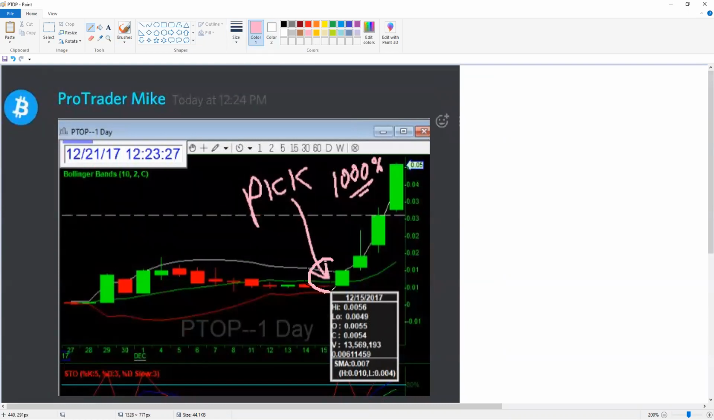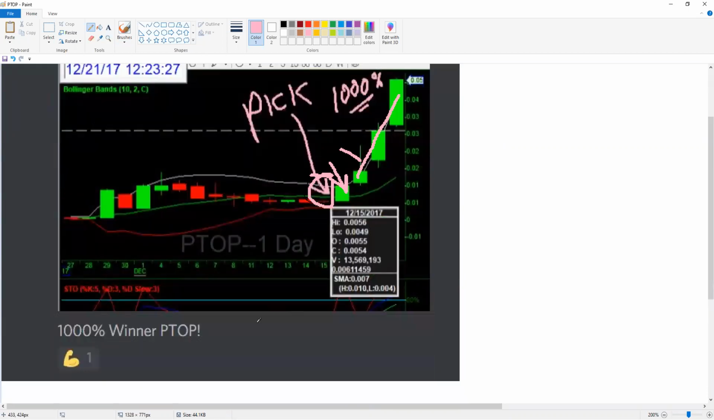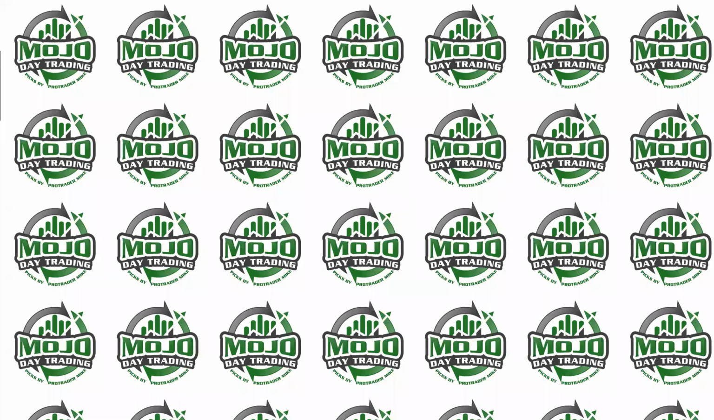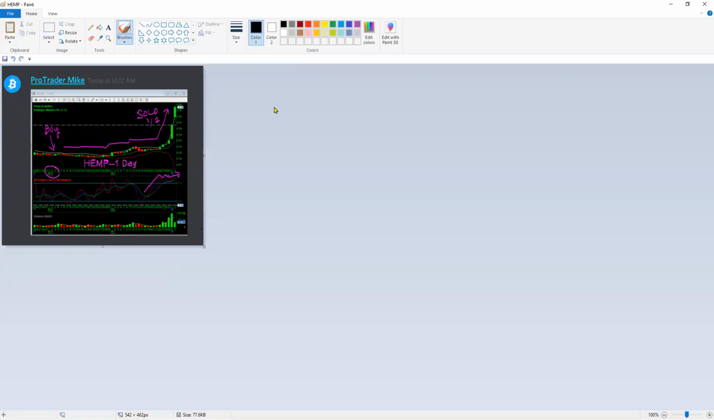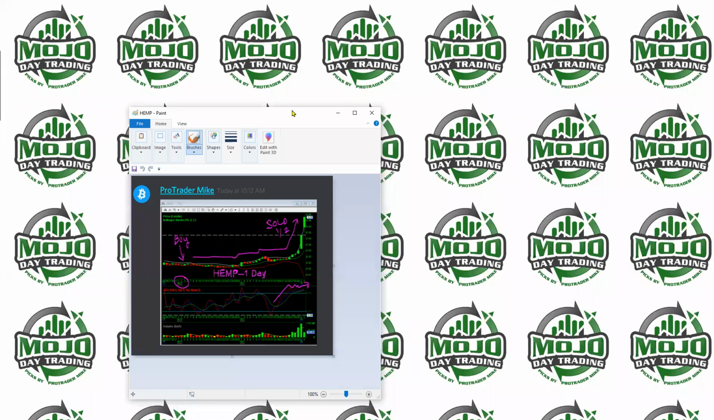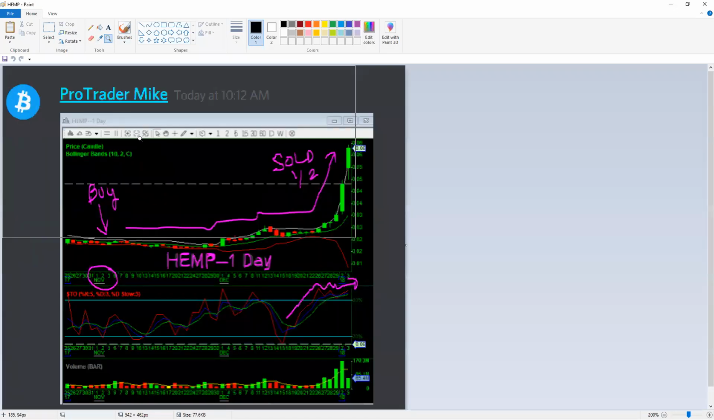Amazing. Right here, Marabuzu has a wick, but it kept on going. This one stayed up above. 1,000% winner in the Mojo room. What are the ones I got down here? Hemp. Here we go. This was hemp.